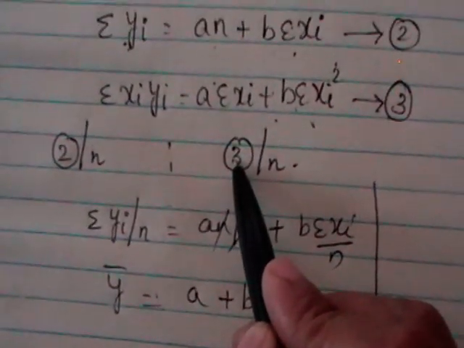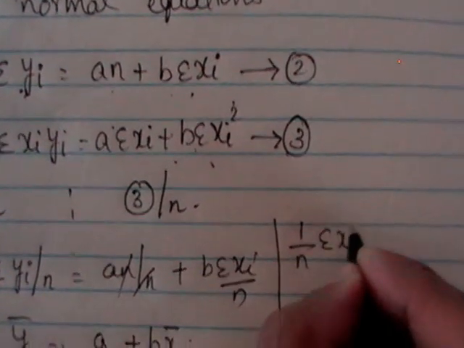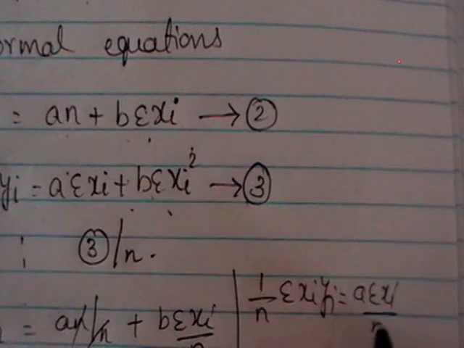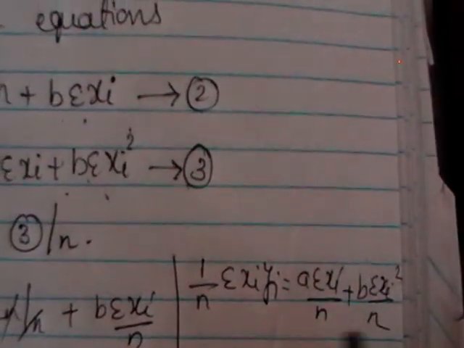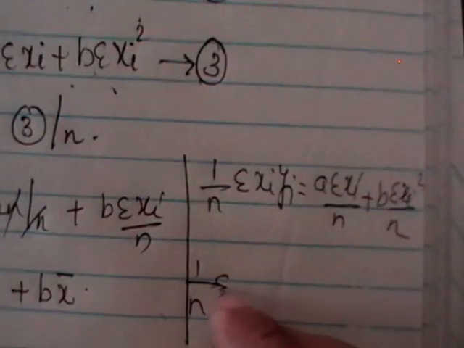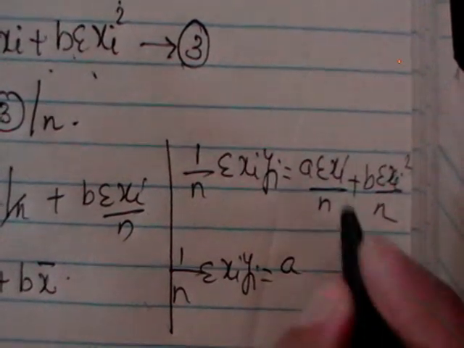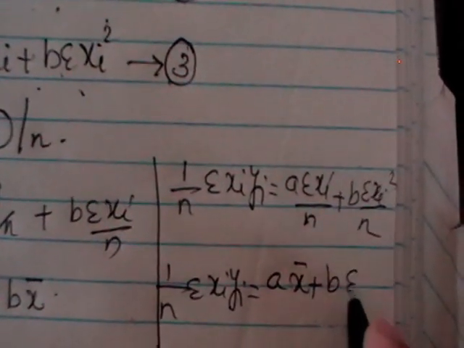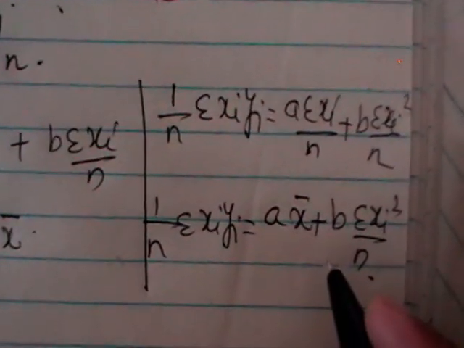Similarly, you divide equation number 3 with n, you will get 1 by n sigma xi yi is equal to a sigma xi by n plus b sigma xi square by n. So write this as 1 by n sigma xi yi is equal to a into sigma xi by n, which is nothing but x bar, plus b into sigma xi square by n. So you have considered this as equation number 1.